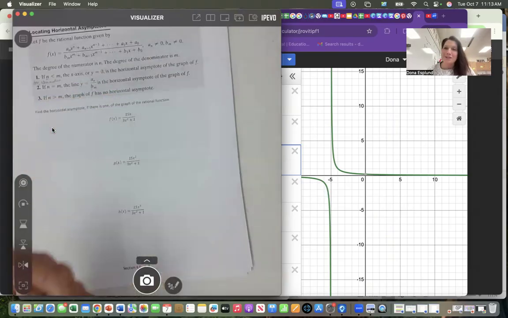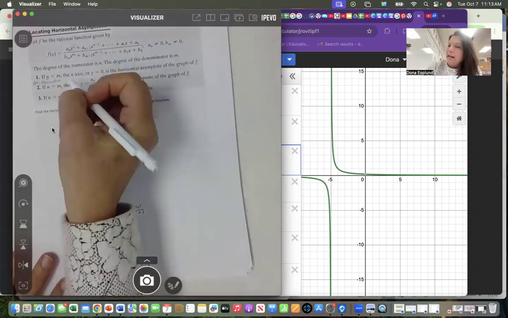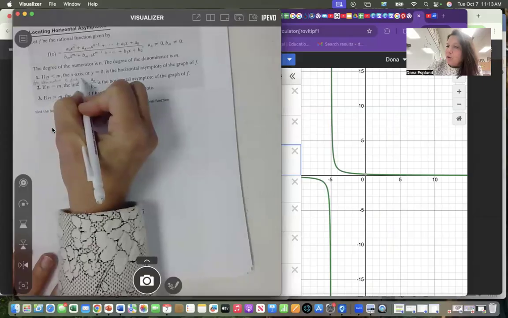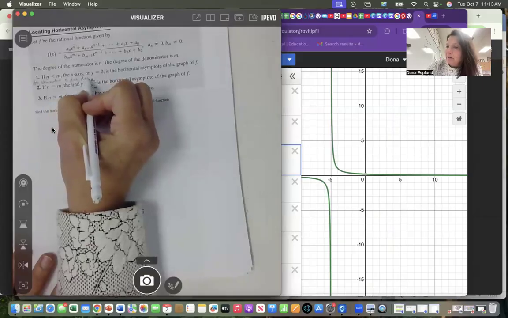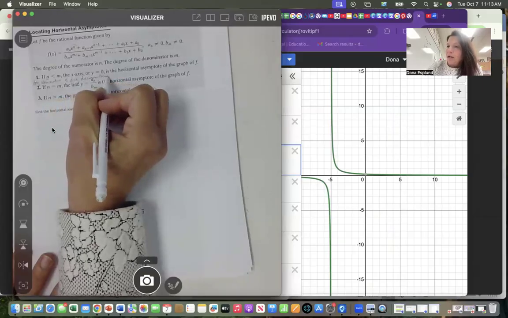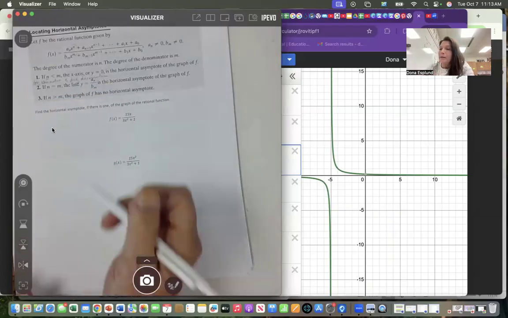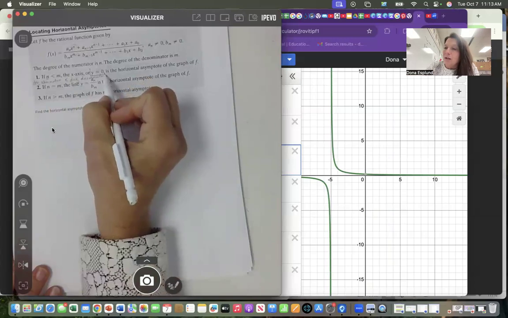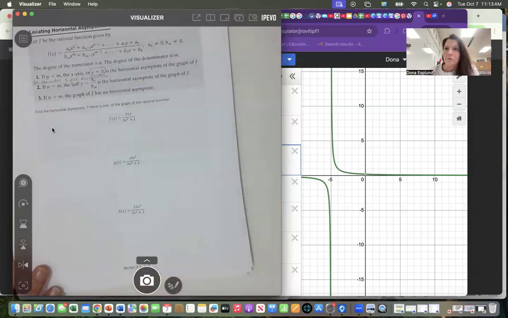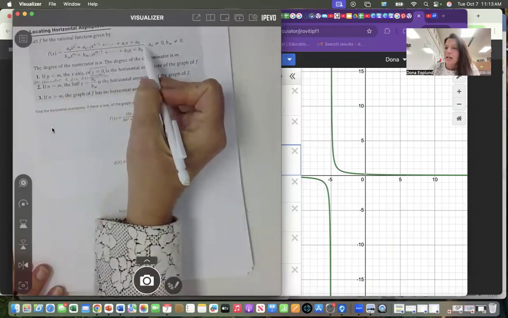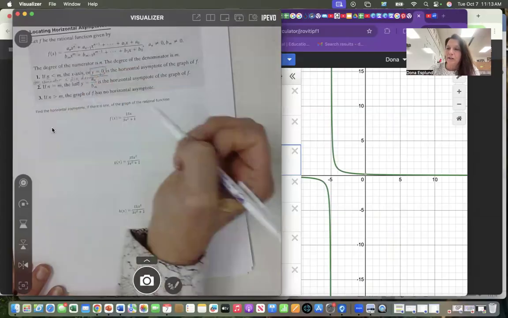And sometimes I'll also say the top, the degree of the top. What is the degree of the top part of your fraction? If it is going to be less than the degree of your denominator, in other words, the degree of your bottom, then you'll always have a horizontal asymptote at y equals 0. No matter whatever follows it, it doesn't matter. You have to just start by looking at the degree.